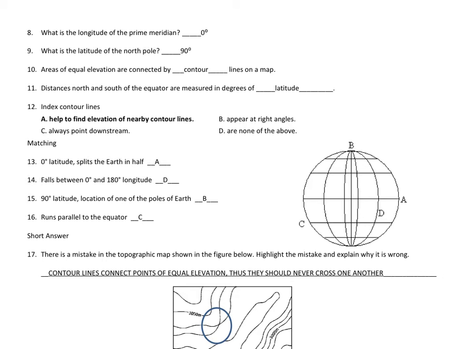No particular meridian of any significance, but hopefully you guys could understand how you separate them. 90 degrees latitude, location of one of the poles on Earth, and that's B. That happens to be the North Pole. Runs parallel to the equator. That has to be a latitude line, and that would be C. If you mixed up A and C, well, read the question a little more carefully. It has to run parallel to the equator. It cannot be the equator.